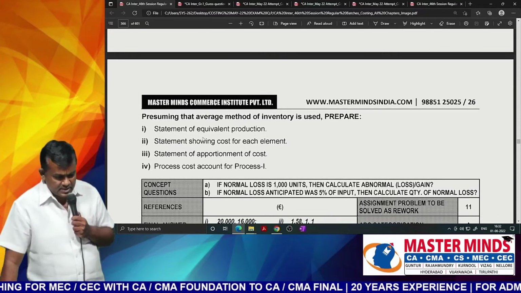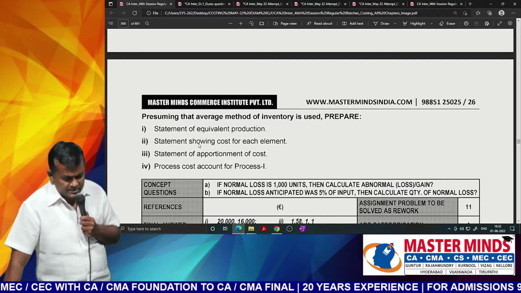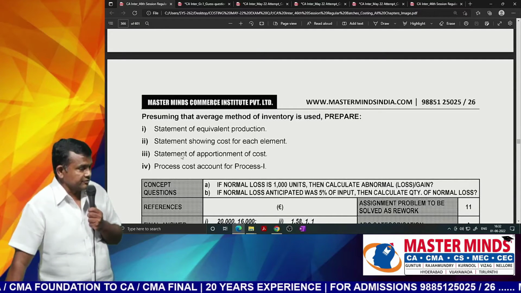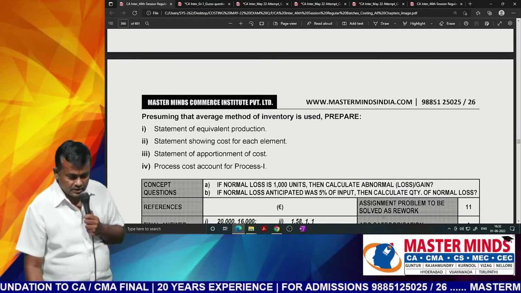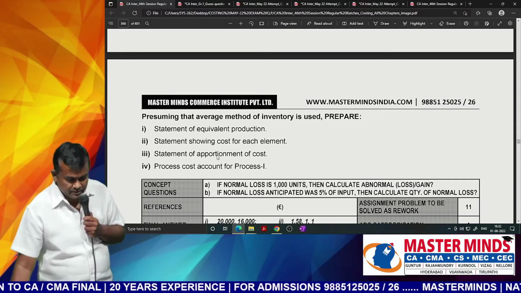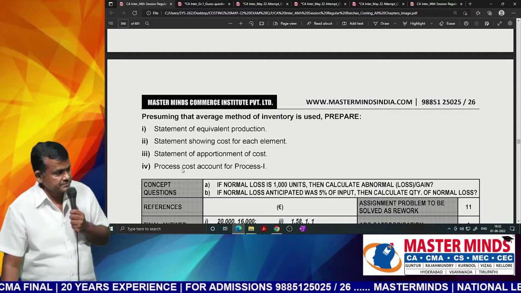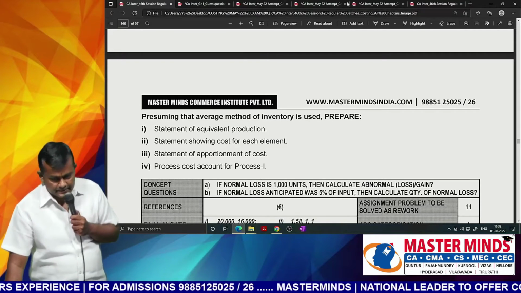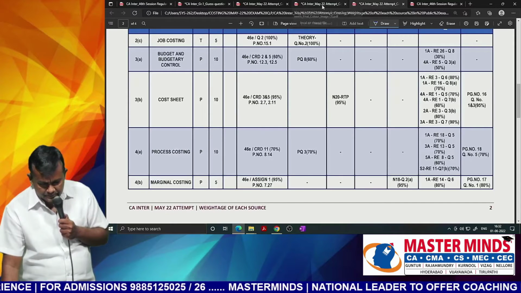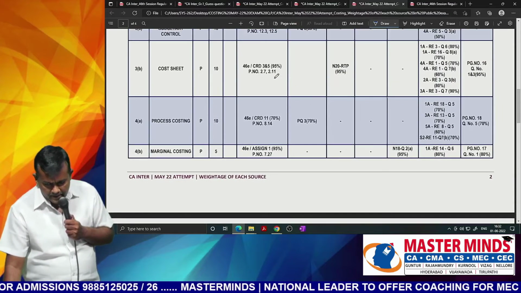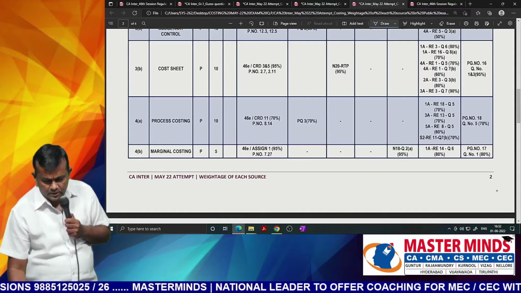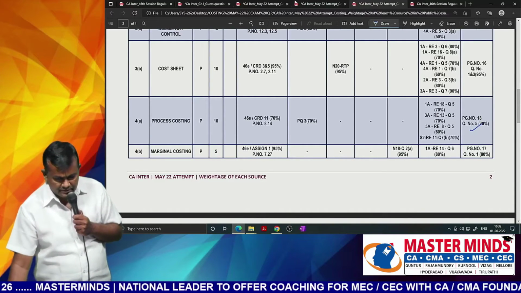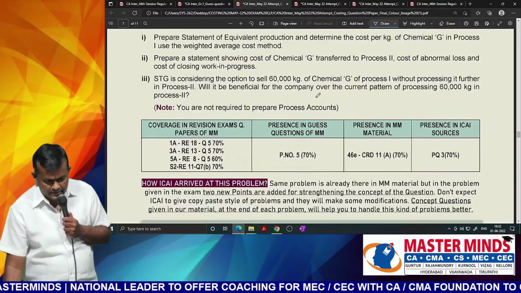So here the question is asking for a statement of equivalent production, a statement showing cost of each element, and a statement of apportionment of cost. In our material there is one additional bit, process cost, but the question is not asking for a process cost account, just these 3 bits. Okay. So in process costing, guess question number 5. So 70%. Right.